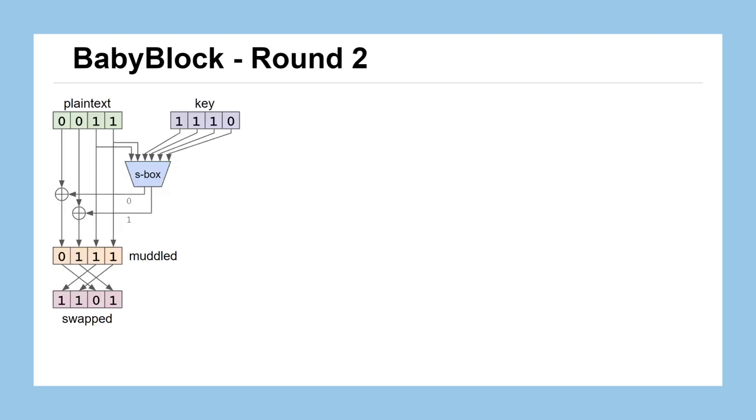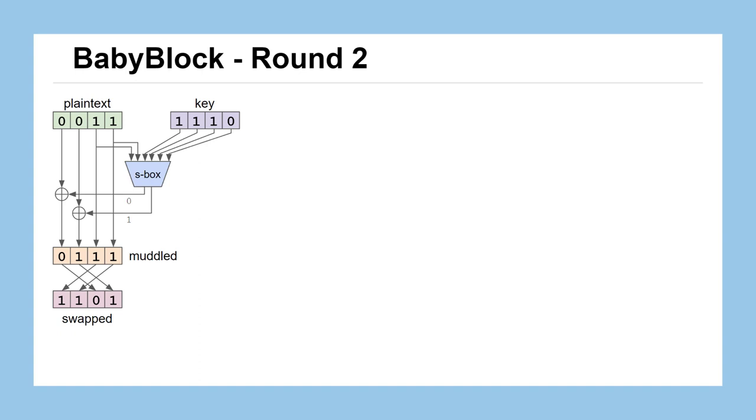So let's look at what we do with the second round. Here's the exact same information. This is everything we've seen so far. It's the plain text and the key going into the S box to create those output bits of 0 and 1, XORed on the left-hand side of the plain text block to get our muddled block, and then we've swapped it.